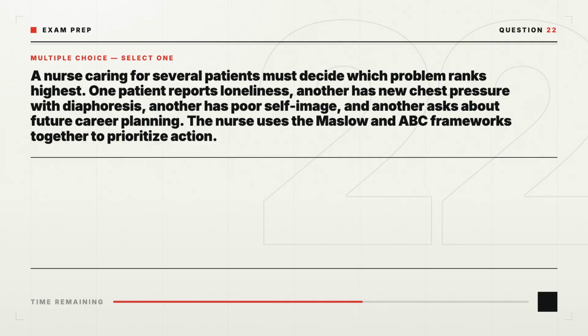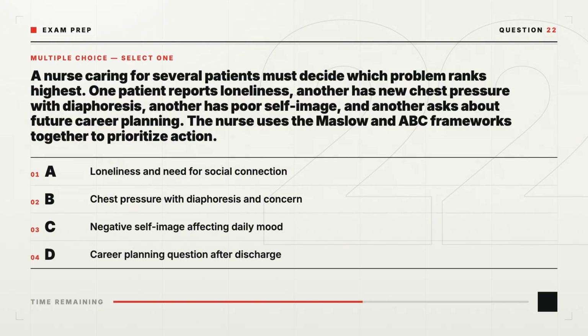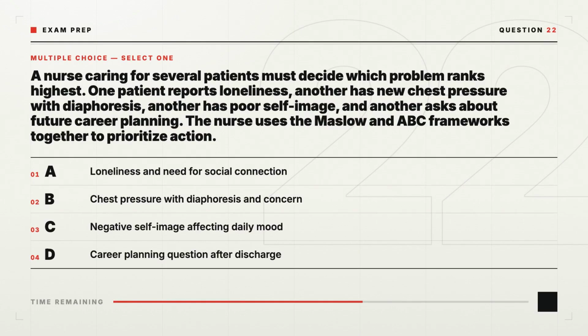Your options are A. Loneliness and need for social connection. B. Chest pressure with diaphoresis and concern. C. Negative self-image affecting daily mood. D. Career planning question after discharge. Which would you go with? Lock it in before the reveal.